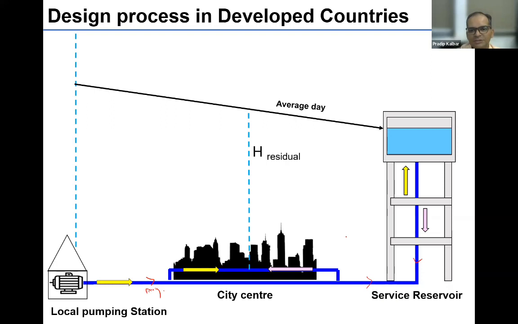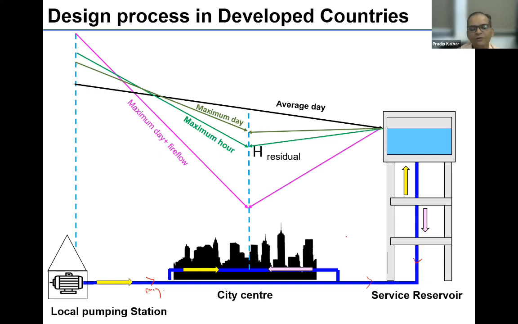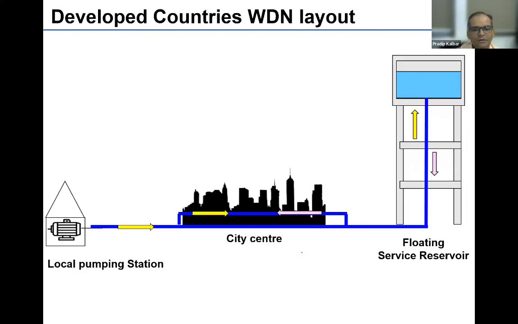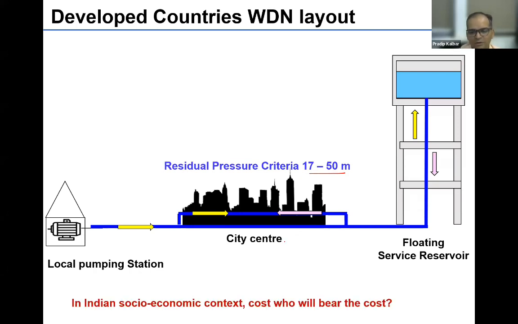And this particular system works at a very high pressure. So basically it is designed to take care of maximum day, maximum hour, and also fire flow. In developed countries, this is the model people are following. Now, can we adopt this particular system? Why not, right? Let us understand why we are not adopting it. The residual pressure criteria in these countries is 17 to 15 meters. And if you see, they have good governance, they have good, let's say, affordability.